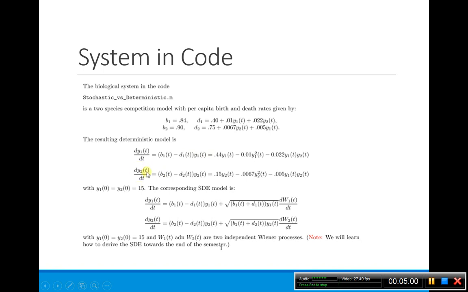Here the change in my species 2 is again its birth rate minus its death rate times how many are in its species. So what you can see here is the constant terms, and the birth and death give us these constant terms here. You're going to see, since it's a competition model, they're in competition with the other species, so that's where you have y1 interacting with y2. So you have this y1 times y2 term, so this is when they're interacting.